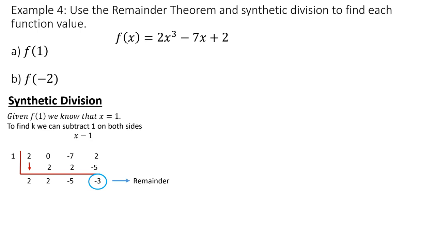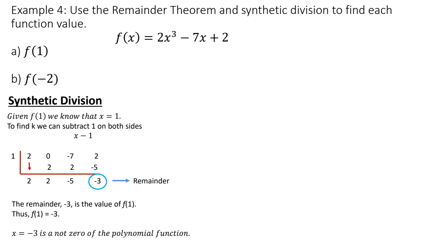When I do my synthetic division, bring down the 2. 1 times 2 is 2. 0 plus 2 is 2. 1 times 2 is 2. Minus 7 plus 2 is a minus 5. 1 times a minus 5 is a minus 5. And 2 minus 5 is a minus 3. This is my remainder. But check it out.